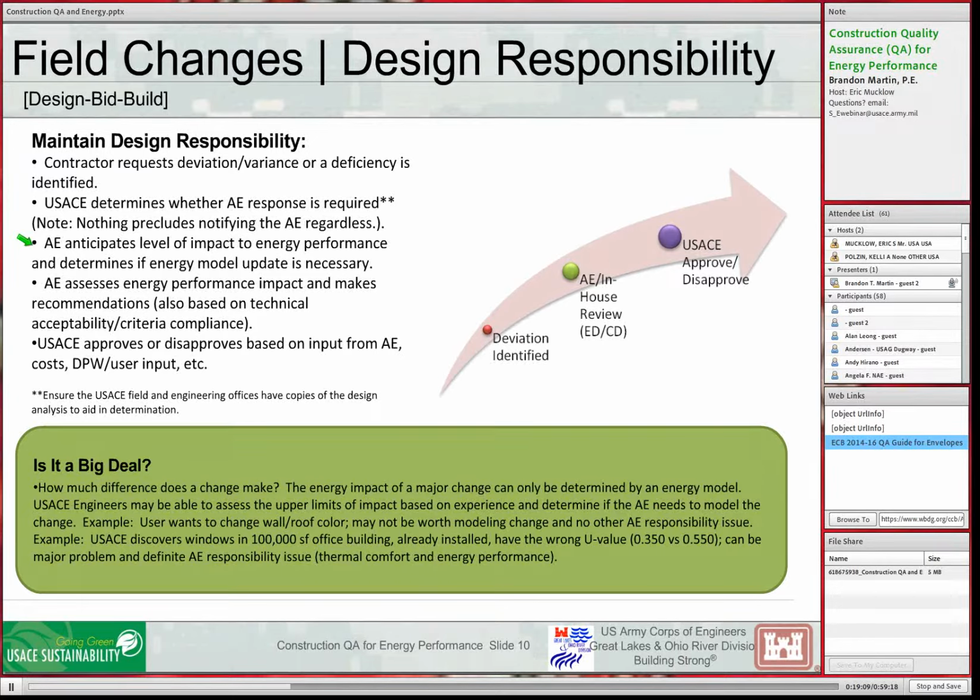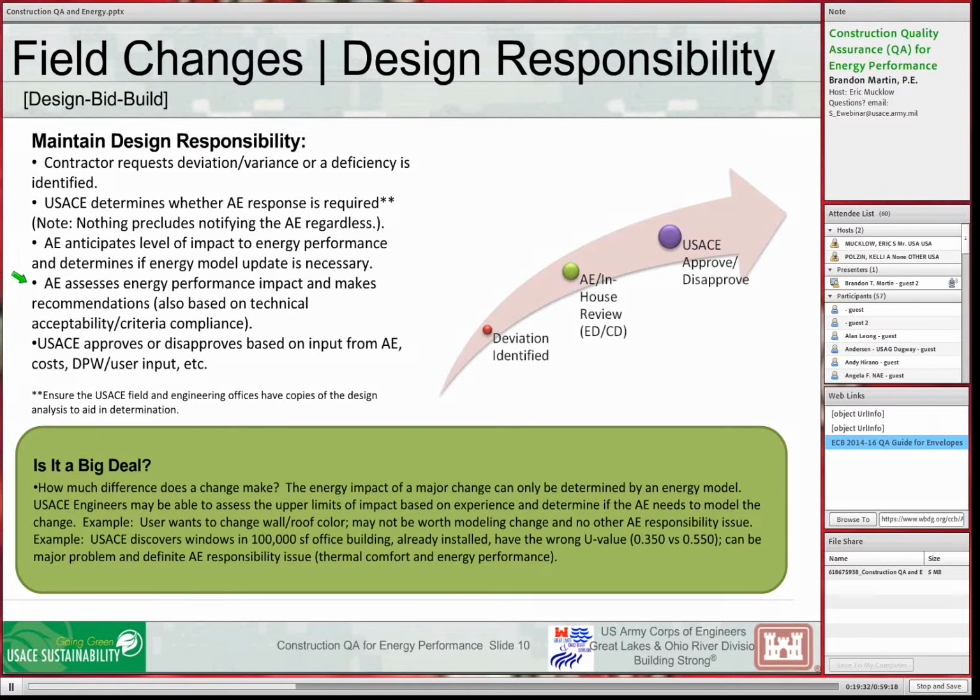The AE anticipates the level of impact to the energy performance and determines whether an energy model update is necessary. If we're going to do something minor, change a roof color or a wall color, he may tell us, hey, we don't really need to do anything to the energy model. It doesn't make a lot of difference. On the other hand, if the wrong windows have been installed, he may tell us, hey, we really ought to rerun the energy model quickly and determine what kind of difference this is going to make.